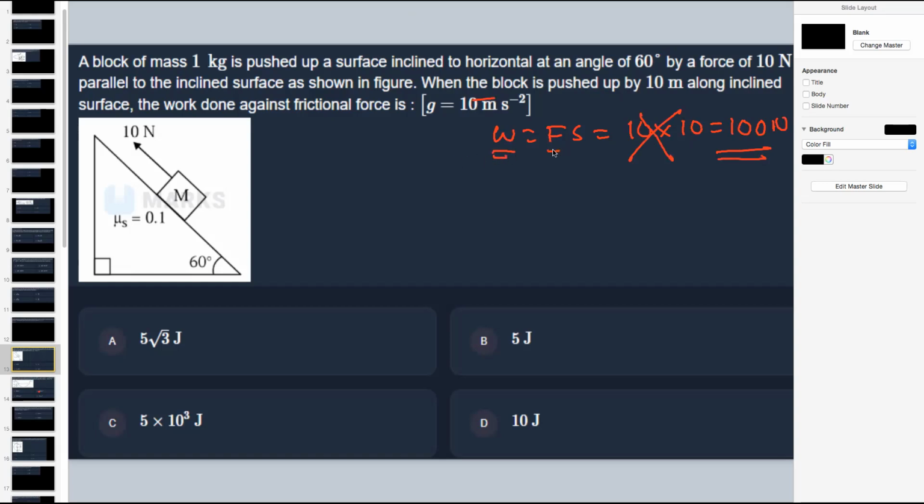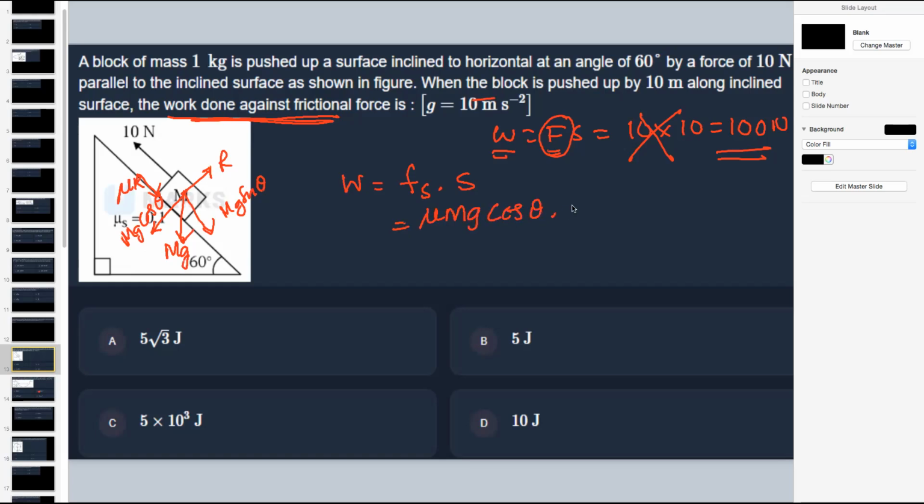This is the total work done by this force F. But in your problem, what is asked? Work done against the frictional force is asked. Just you have to find work done against the frictional force. Work done against the frictional force means frictional force into distance, that's all. Now, what is the frictional force here? Yes, mg acting vertically down. This can be split into two components. One is perpendicular to the surface, another is parallel to the surface. This is mg cos theta, and this is mg sin theta. This is the normal reaction. So the frictional force is nothing but mu into R, that is mu mg cos theta. This is the frictional force into distance.